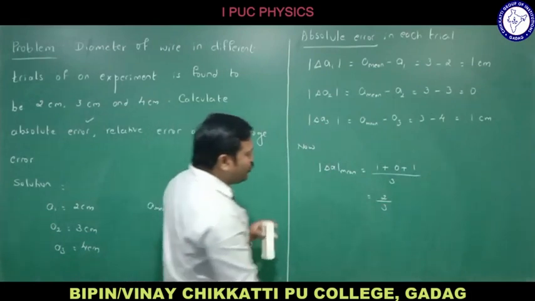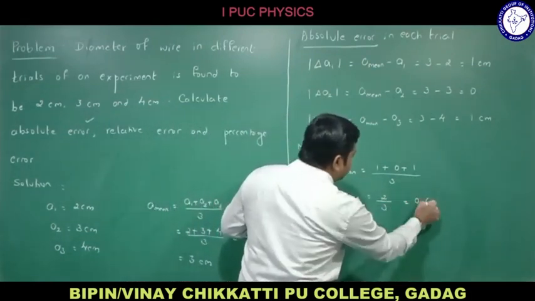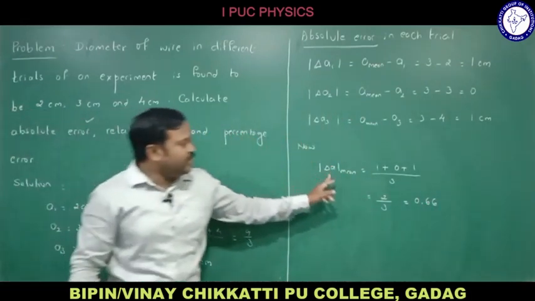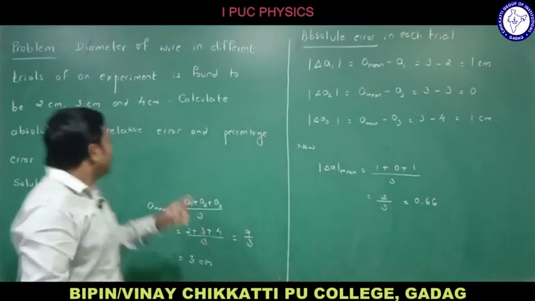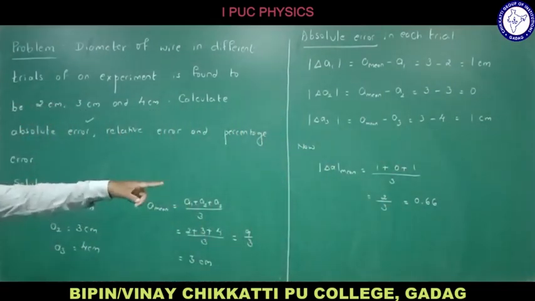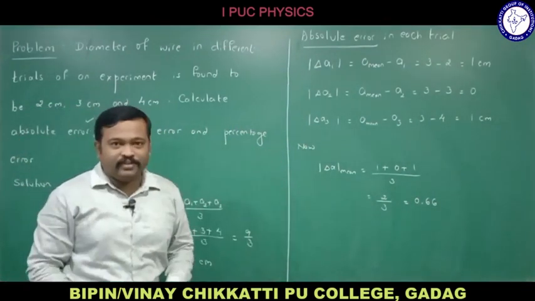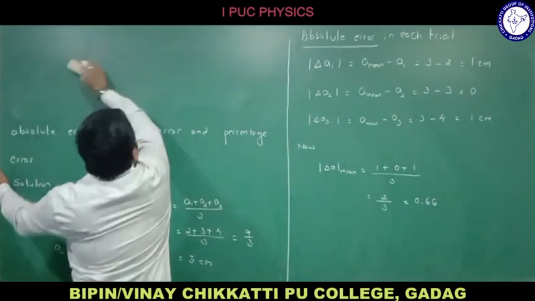What is the value of 2 divided by 3? We will get 0.66. So what is delta A mean? 0.66. Why did I calculate delta A mean? Because in order to calculate relative error, you need to calculate the mean absolute error first. So this is the mean absolute error. Now it's simple. Now let me calculate the relative error.